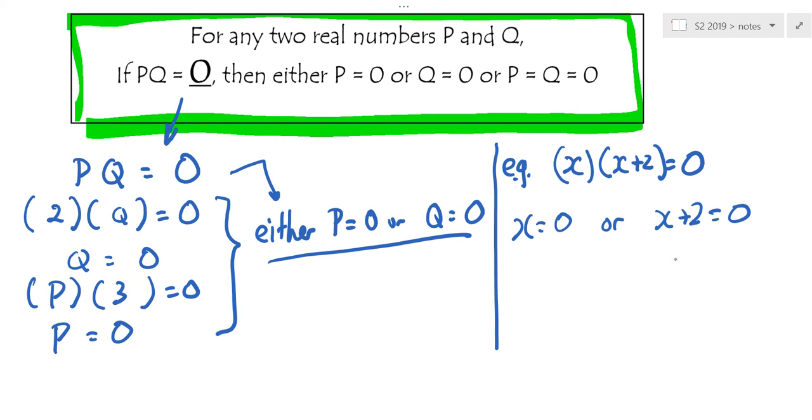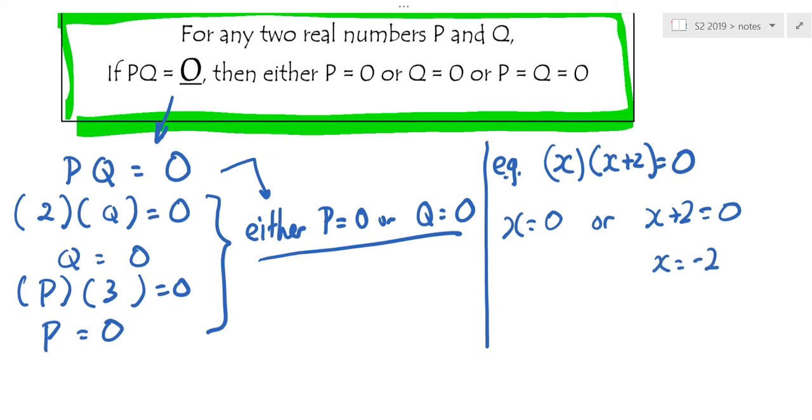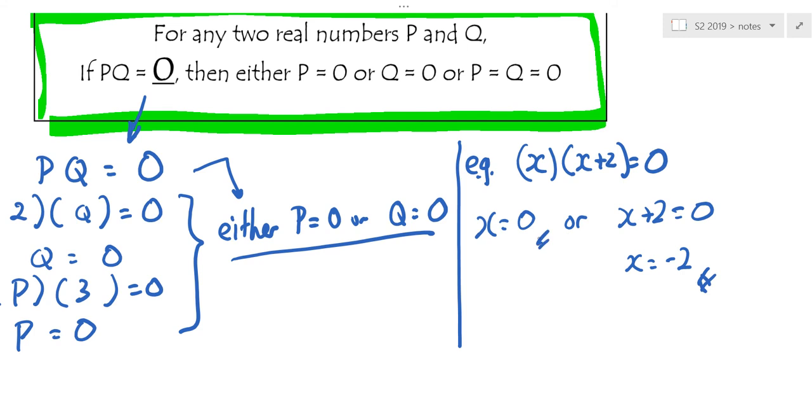Is it easy? The final answer is like that. X equals to 0 or x equals to minus 2. Easy or not? Okay. Can we try a few more examples to test your understanding? The final answer wouldn't be 0. It can be a different number. Okay. Let's turn over to the next page and then let's test your understanding.